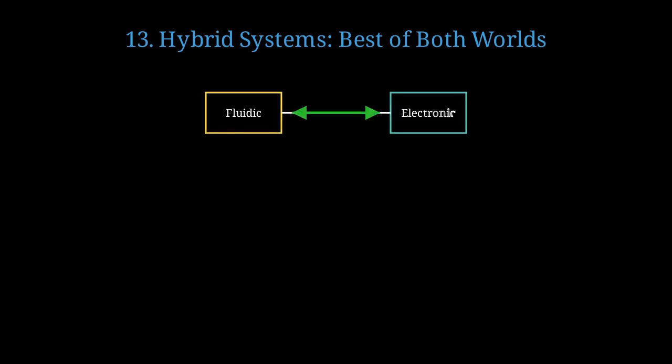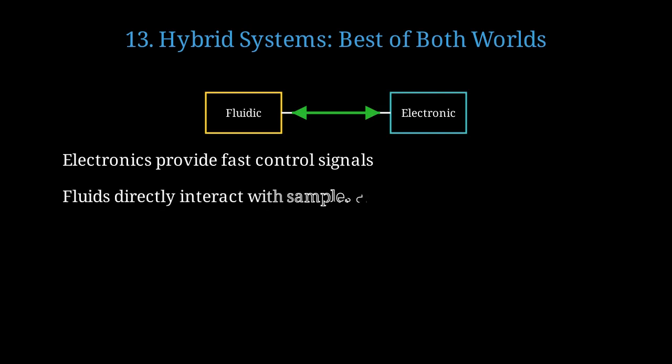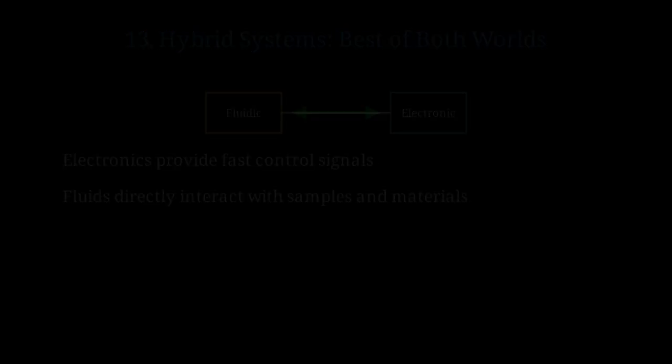Hybrid systems use electronic circuits for high-speed control and decision-making, while fluidic systems handle physical manipulation of samples and reagents. Electronic components provide fast control signals to valves and pumps that manipulate fluid flow. Meanwhile, the fluidic components directly interact with chemical and biological samples, performing the actual experiments. How does information density compare between fluidic and electronic systems?